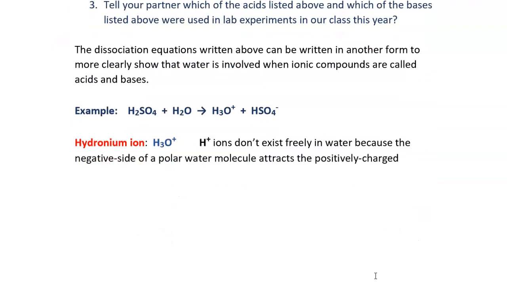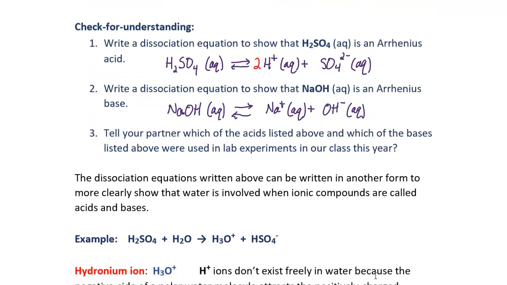Continuing on, the dissociation equations written above can be written in another form to more clearly show that water is involved when ionic compounds are called acids and bases. This example is the same as the equation that we wrote up above. You'll notice that up above, it says H2SO4 aqueous. Aqueous means there's water involved. And so down here, we've just explicitly identified that water's involved by writing water as one of the reactants. Then on the right side of the arrow, up above, you'll notice it says H+ aqueous. That means that there's hydrogen ions dissolved in water.